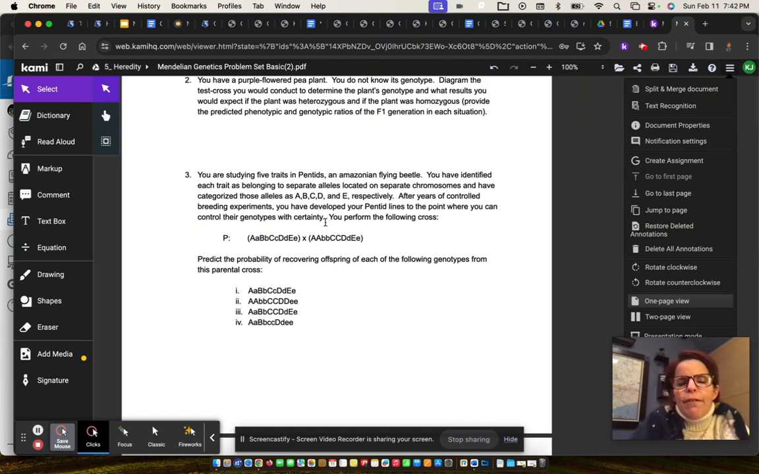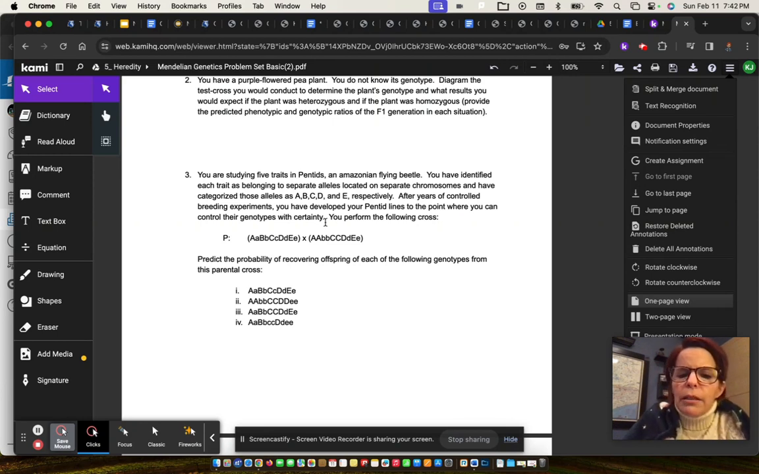Okay, so you're studying 5 traits in Pentids, an Amazonian flying beetle. You have identified each trait as belonging to separate alleles located on separate chromosomes and have categorized those alleles as A, B, C, D, and E, respectively. After years of controlled breeding experiments, you have developed your Pentid lines to the point where you can control their genotypes with certainty. You perform the following cross.